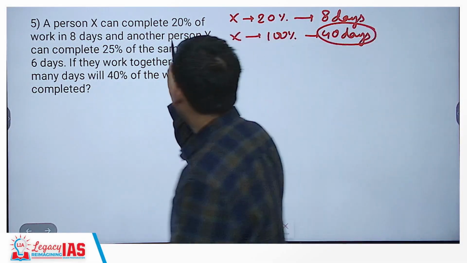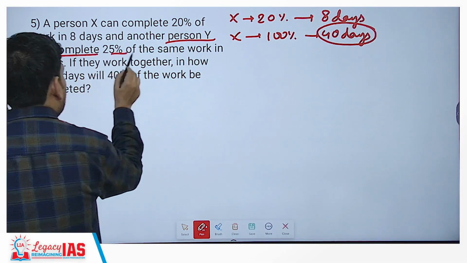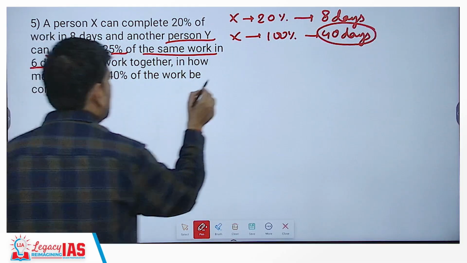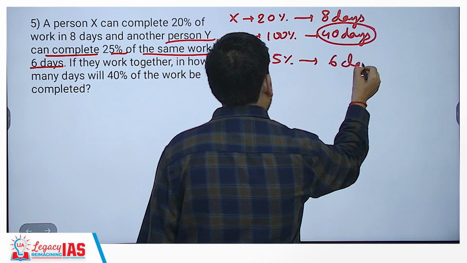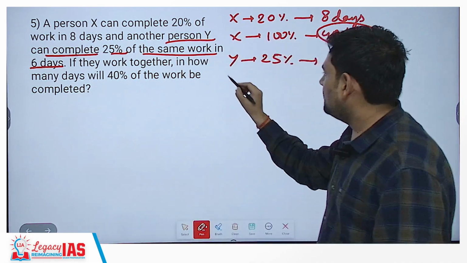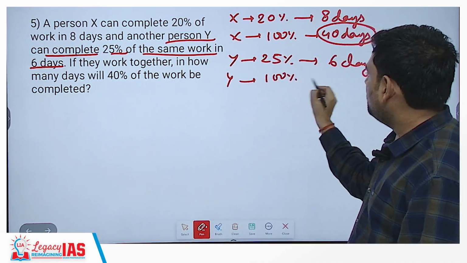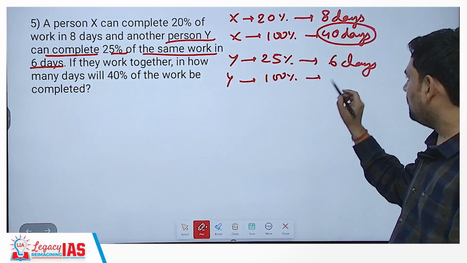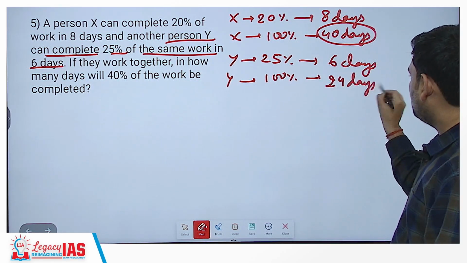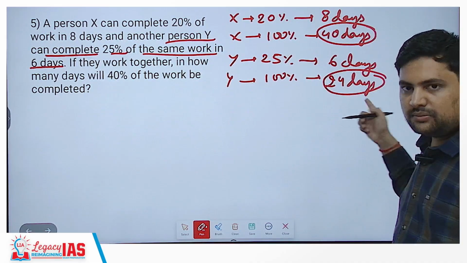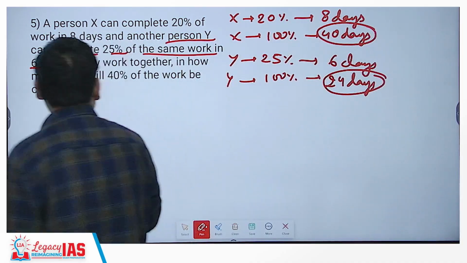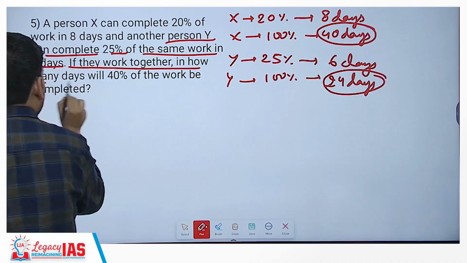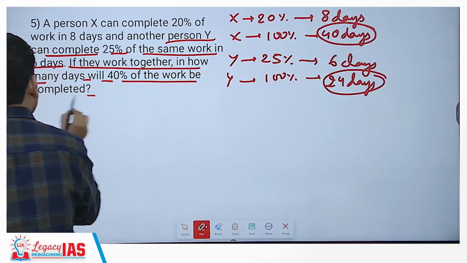Now, another person Y can complete 25% of the same work in 6 days. Now, Y can do 25% of work in 6 days. That means Y can do 100% of the work, both sides multiplied by 4, gives you 24 days. So Y can do 100% work in 24 days. Now, if they work together, in how many days will 40% of the work be completed?